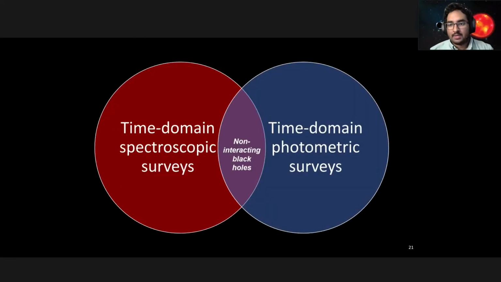A huge theme in my work is the overlap between massive datasets from photometric and spectroscopic surveys. I use these data in concert to look for non-interacting compact objects. You will see this theme emerge when I discuss our discoveries, but this is an important point I want to leave behind. There's a lot of utility in combining datasets from more than just a single survey.